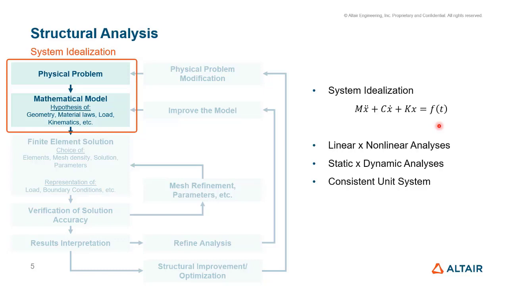And the first thing that we want to do as a system idealization is ask a few questions, whether I want to solve this problem as linear or non-linear, whether I want to solve it as static or dynamic, and also having a consistent unit system throughout your whole workflow. So we have a geometry that is imported in millimeters, let's say. I need my material laws, I need my loads, I need my initial conditions all to be within this same unit system so that my result at the end will be consistent.